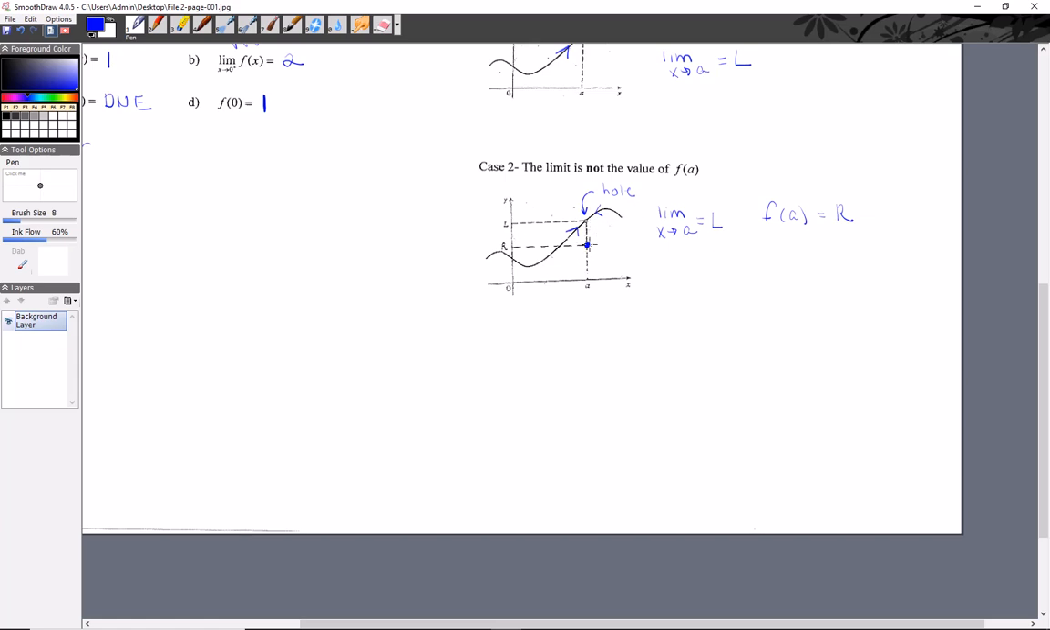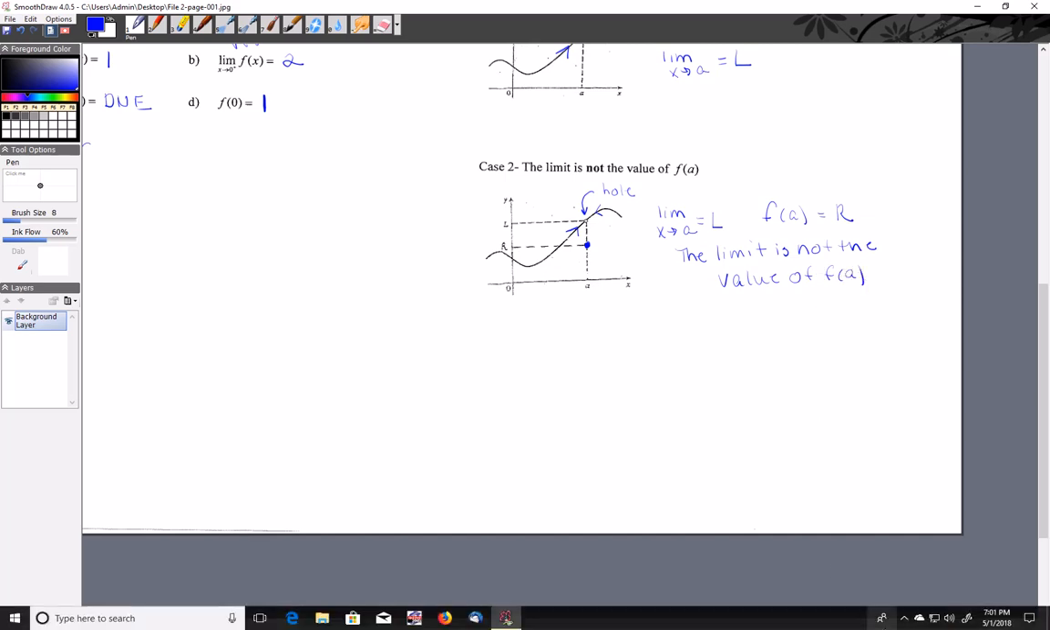However, if we wanted a place to stand in this function, we would fall through this hole, but we would be able to stand here. So the function does exist at a, it just gives us an output of R. However, the limit of this function at a is going to be L. So that's an important thing. And in this case, the limit is not the value of f of a. All right, I'm going to pause and write a few more things and try to spare you having to sit through that. So stand by.